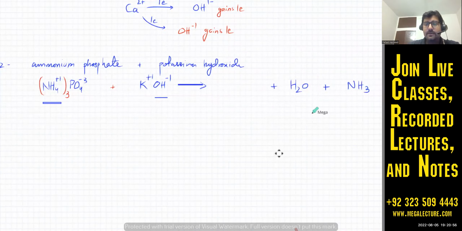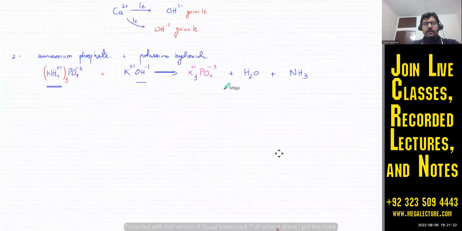And what will be the salt that will be produced? What's left is K and PO4. PO4 is -3 and K is +1. So the formula will be K3PO4. Okay, that's the formula of the salt.